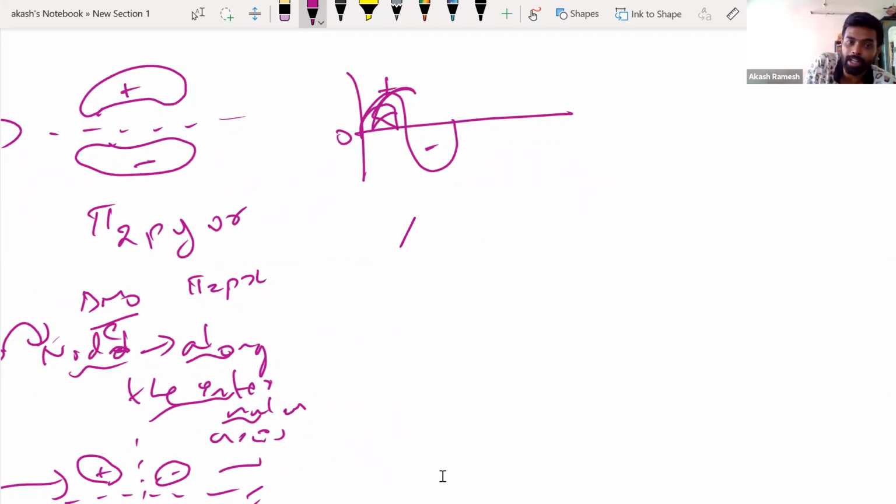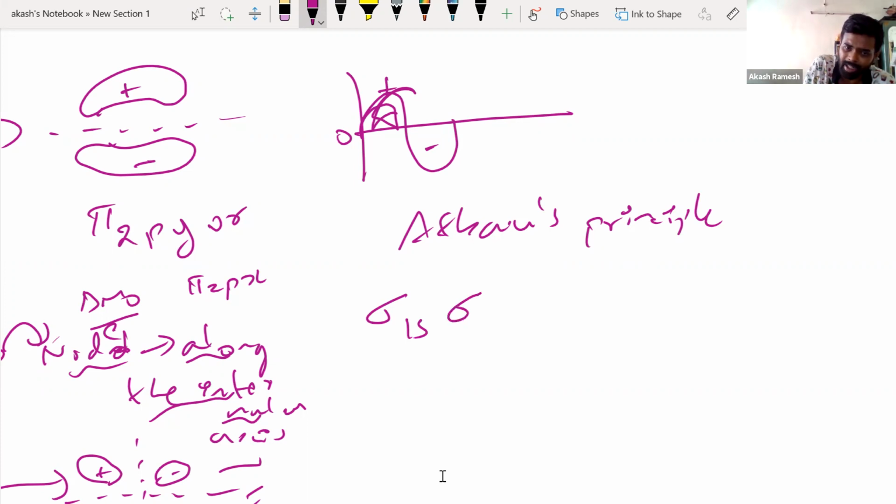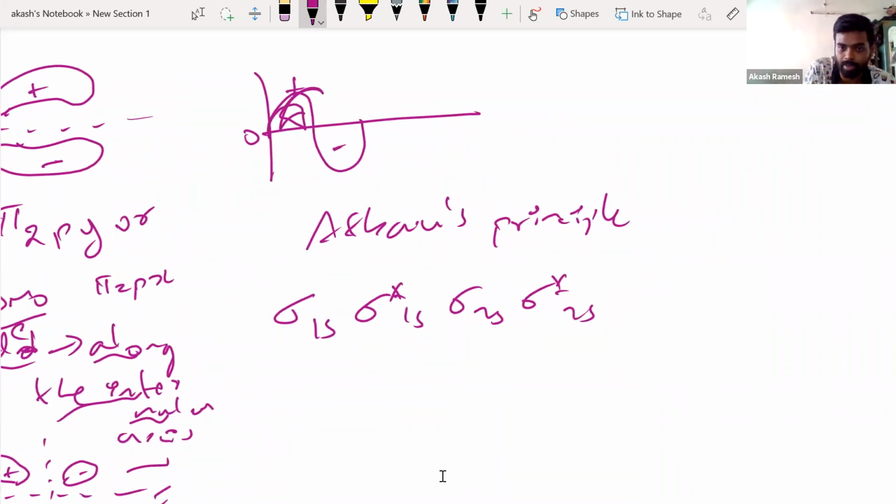Now I told you that you have to follow Aufbau's principle for you to fill the electrons. Obviously, you're going to fill the electrons here. Aufbau's principle says the lower energy orbitals have to be filled first, then we go for higher energy orbitals. Now, I'm going to give you the order of the molecular orbitals. The least energy is sigma 1s, then sigma star 1s, then sigma 2s, sigma star 2s.